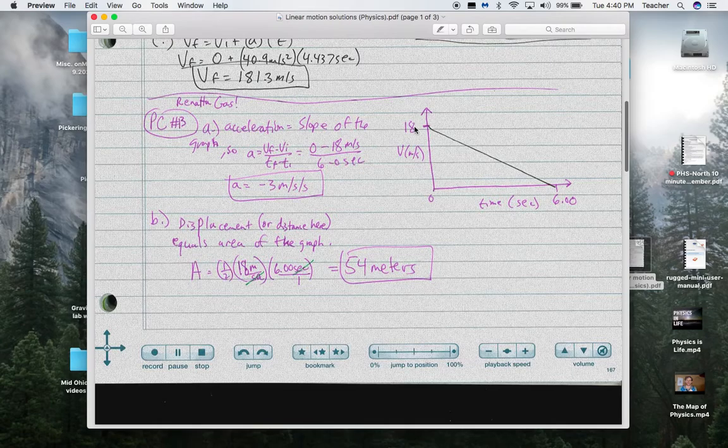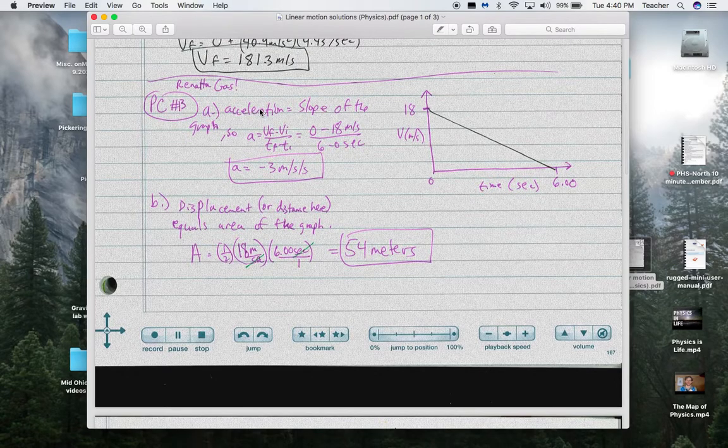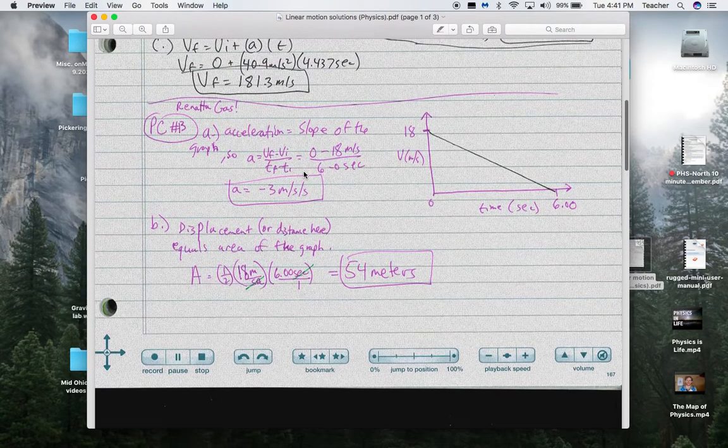PC13 gives you a velocity time graph. It's asking you some questions about Renata Gas. Again, funny name. So the acceleration would be the slope of this graph. That slope is final minus initial velocity, that's 0 minus 18, over final minus initial time, that's 6 minus 0. That gives us negative 3 meters per second squared.